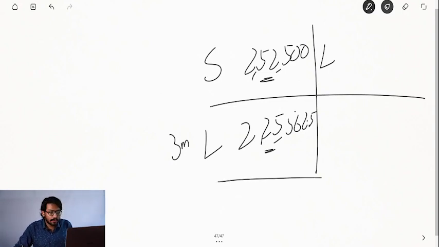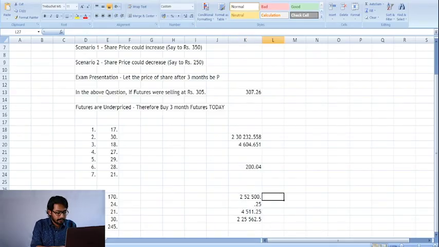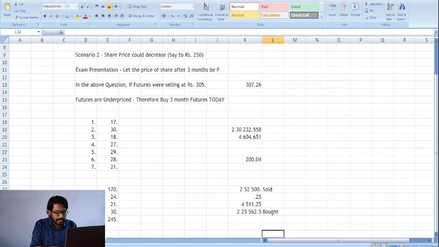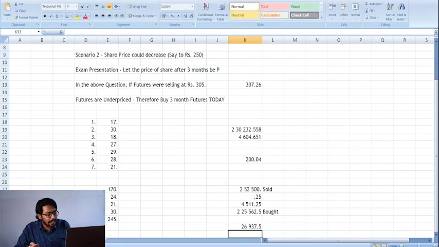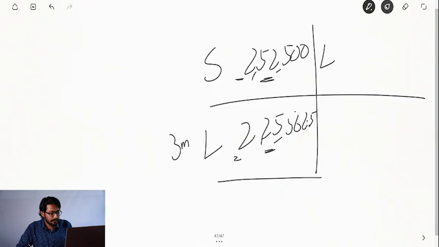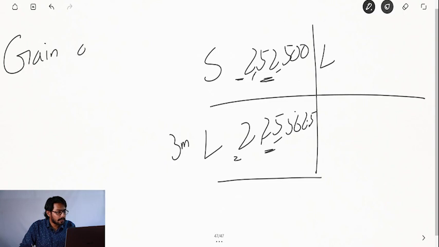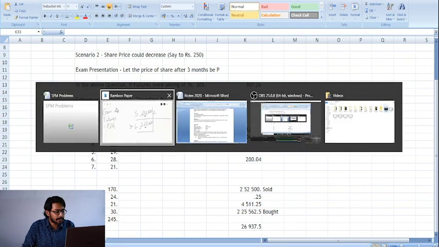Do you have a gain or loss? You sold for 2,50,500, you bought for 2,25,562. Selling price minus purchase price: 2,52,500 minus 2,25,562. You have a gain on futures equal to rupees 26,937.5.